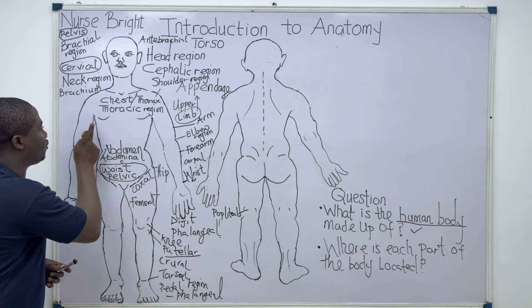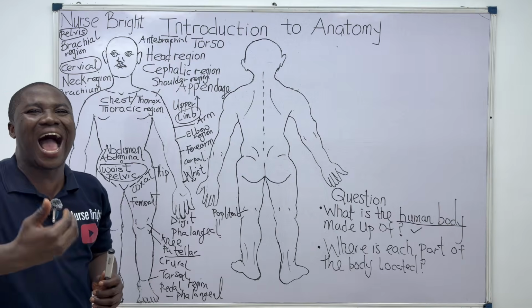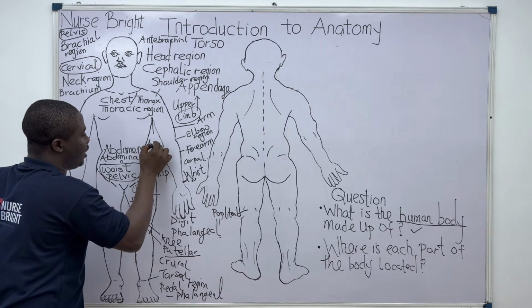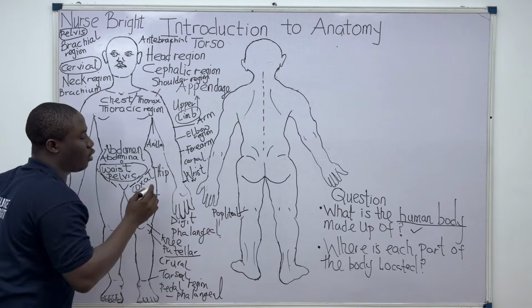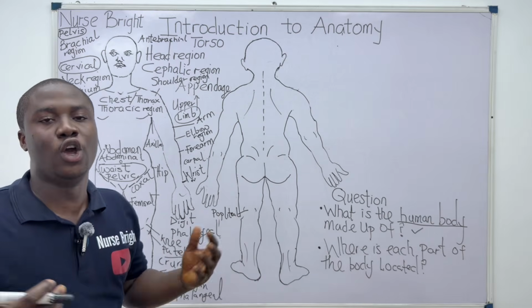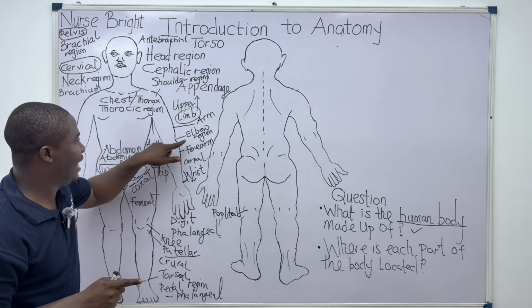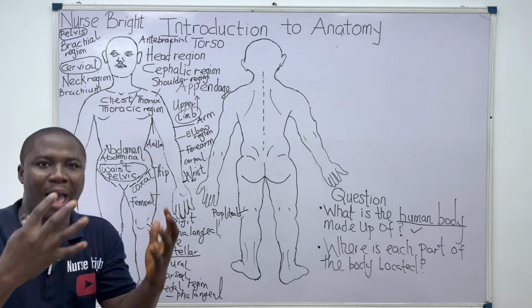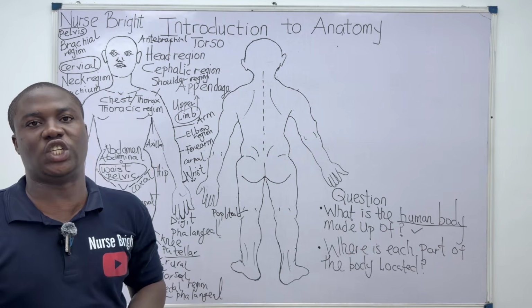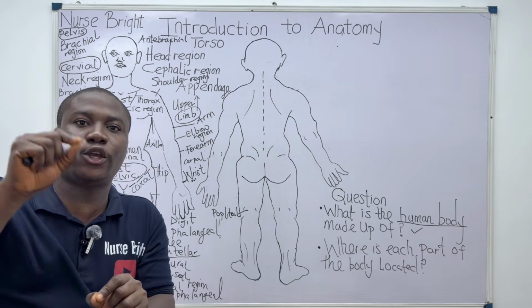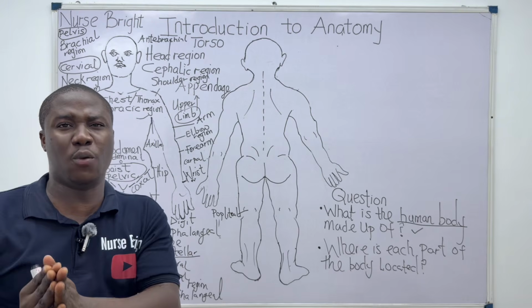I believe you can see this region of the body. It is called the axillar region. This is the axillar region, or axillary region, the armpit region of the human body. Now, this must be noted: the elbow region of the human body is also called the antecubital region of the human body.